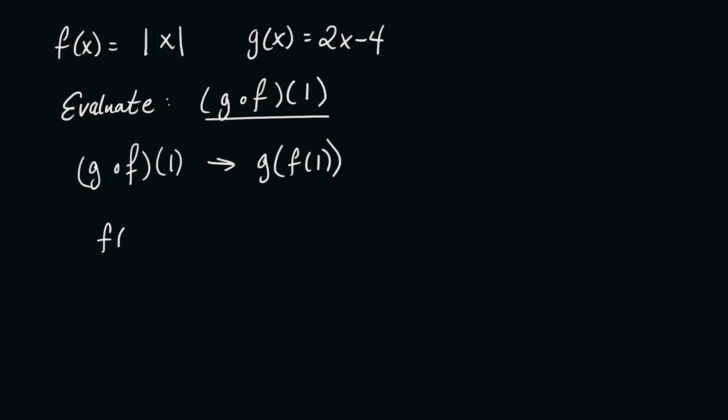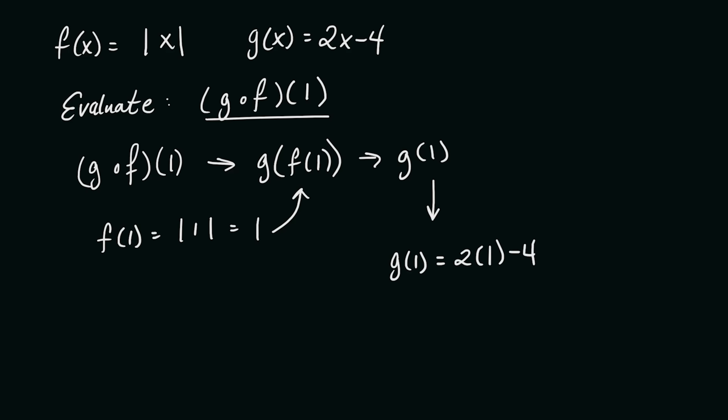Now f of 1 is just equal to the absolute value of 1, so that's just equal to 1 since 1 is already positive. Now we have to find g of 1, since we're replacing this. So it becomes g of 1, which is equal to 2 times 1 minus 4 because of the function up here. We already said that g of x equals 2x minus 4, so we just plug in that 1 and solve for it. 2 times 1 equals 2, minus 4, negative 2. So our answer is negative 2.